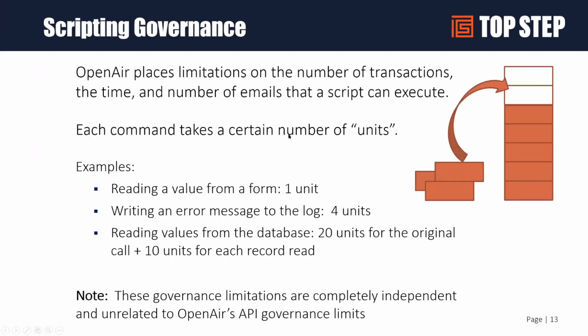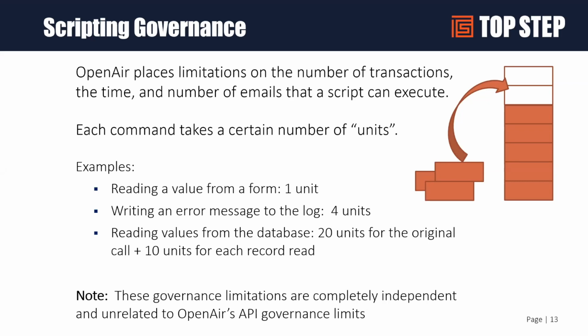Okay, so I mentioned this a little bit before, and one thing that we need to keep aware of when we are doing OpenAir scripting is there are some governors placed on the scripting so that we don't run off and use all the processing power that OpenAir has in place. OpenAir places limitations on the number of transactions, the time, and the number of emails that a script can execute. Each command takes a certain number of units.